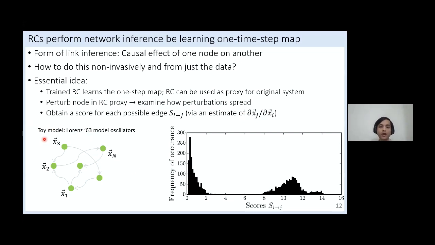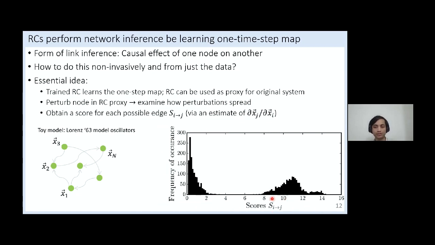So let me just take a simple toy model first. So we're going to take Lorenz model oscillators. So every node here is just the Lorenz 63 model, just the simplest model that people use all the time whenever they're interested in studying chaos. So every node over here is now a Lorenz model, and the links basically correspond to some kind of coupling that I've introduced between the variables of the Lorenz model, right? And so if you run this entire idea, which is you take the reservoir, you train it on data from all of these n-node Lorenz oscillators, you learn the one-step map, you perturb nodes in this proxy system, and you obtain scores for each edge, you basically obtain something that looks like this.